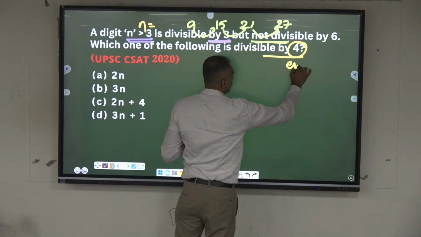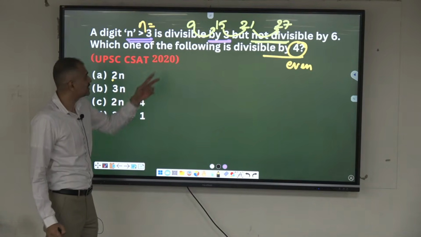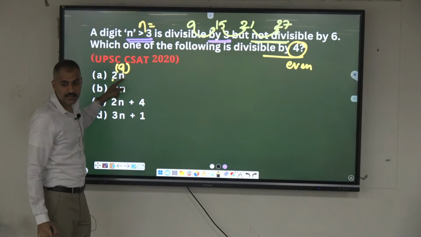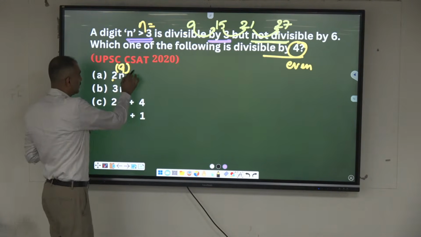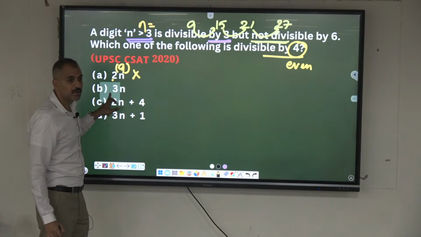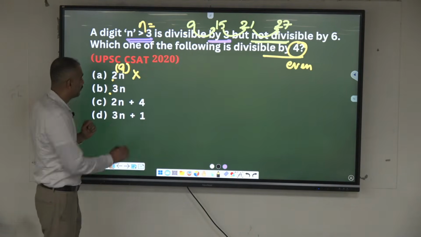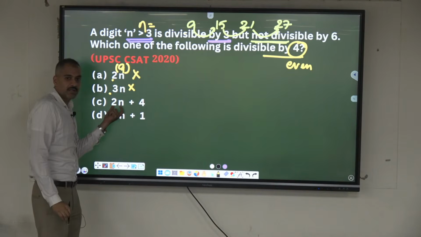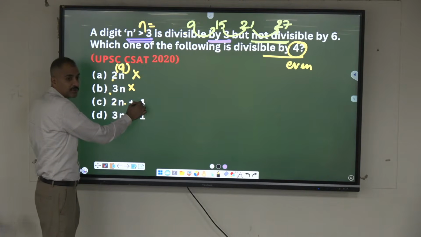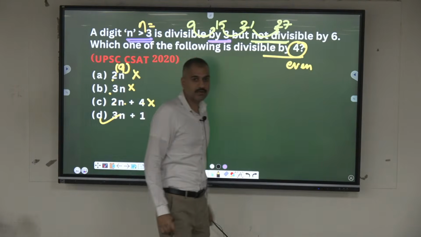Divisible by 4 means it has to be what? An even number. Okay, 2 into any of this has to be even only, right? Take an example, 9. At the place of n put 9. 2 into 9, 18. Divisible by 4? No. Eliminate this. 3n, is it divisible? No, because odd into odd into odd any number of times is always odd, but it has to get divided by 4. Not possible. Is this an even number? Yes. Plus 4 is also an even number, right? But in this case, 9 into 2 is 18, 18 plus 4, 22. Is it divisible by 4? No. So the only option left is 3n plus 1. You can check.